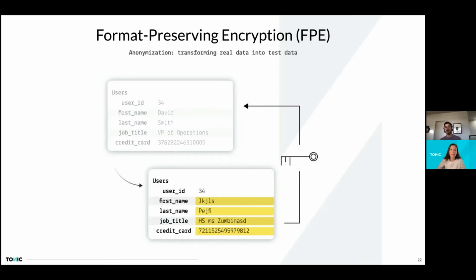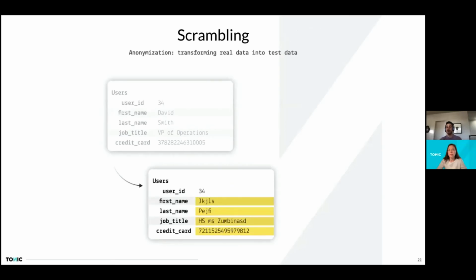So format preserving encryption, the most useful property of it is its reversibility, not necessarily its protection. It's a way to get a degree of protection while also preserving that reversibility. In fact, if you didn't care about the reversibility, scrambling is more protective because it's totally random on the output.